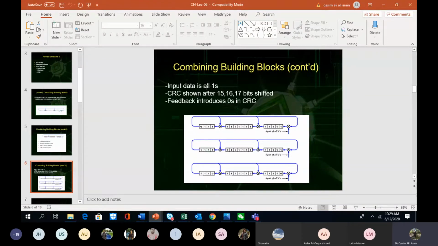Now see, combining building blocks, if we have input data that is all ones, the CRC is shown after 15, 16, 17 bits are shifted. Feedback introduces zeros in the CRC. ठीक है, अब ये आपके पास पूरे का पूरा प्रोसीजर जो है ये फॉलो हो रहा है. I mean, if you are going to input bits, they are going to be inserted in the first XOR operation, ये आपके पास दूसरा XOR operation है और यही आपके पास तीसरी डायग्राम के अंदर ये आपके पास शो हो रहा है.